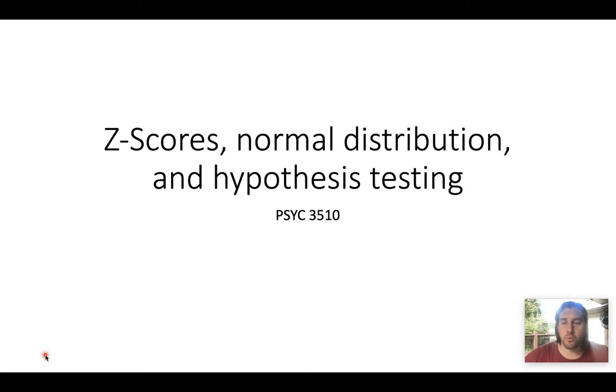In this section, we are going to introduce a concept known as Z-score, which really piggybacks on the last section that you should have completed, which was on variability, where you calculated a standard deviation. And remember, standard deviations provide us with information about the spread of data around a mean.